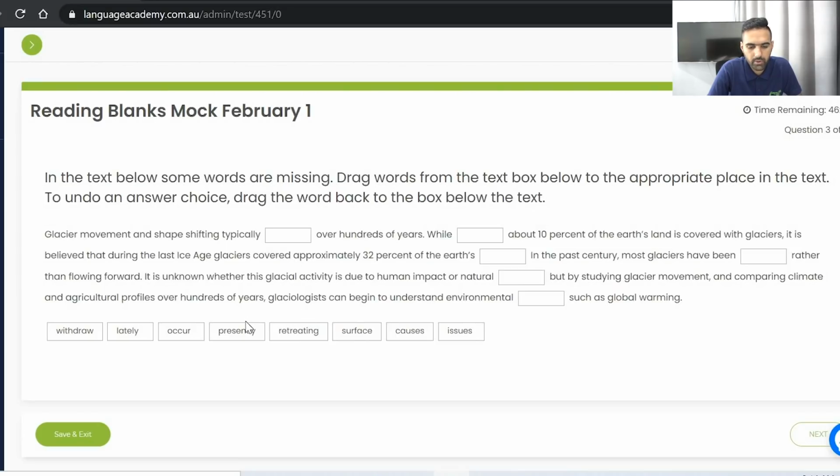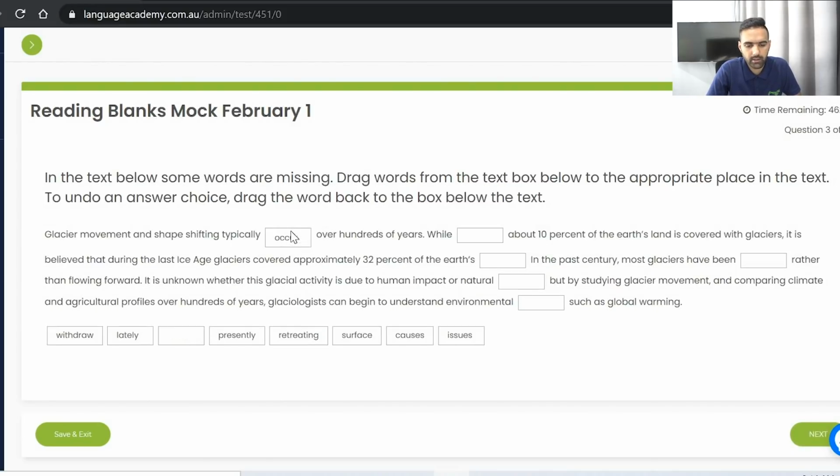Retreating over. Before retreating we need to have is, am, are, was, were. Surface over hundreds of years won't make any sense. Causes over. You'll never say causes over. Is caused over means this particular thing happens over hundreds of years. Issues over won't make any sense. We'll place occur here and move on, because this thing dash over hundreds of years.